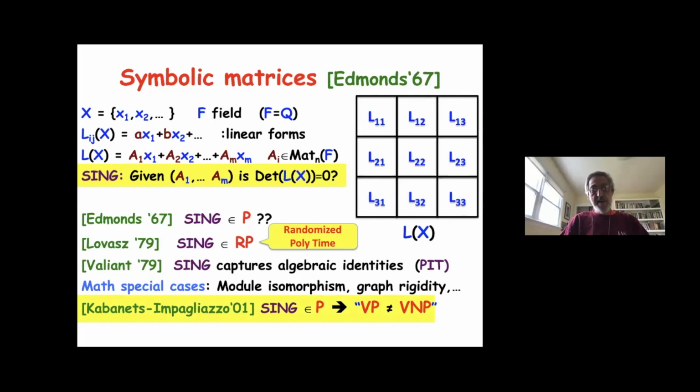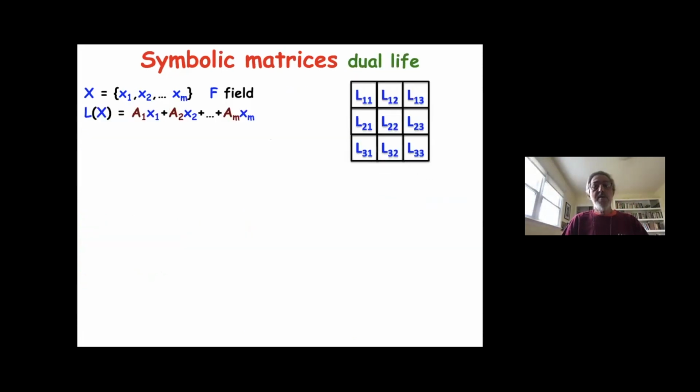So that's what we want to do, and as I said, we will not do it because we would have heard already if we have succeeded, but still, let's look at this problem, singularity, and talk some more about it. So I want to tell you about the dual life of symbolic matrices. So we already said what a symbolic matrix is. L of x is this set of linear forms. And we are given, that's a computational problem, we are given the coefficient matrices, and we ask whether it is a singular matrix.